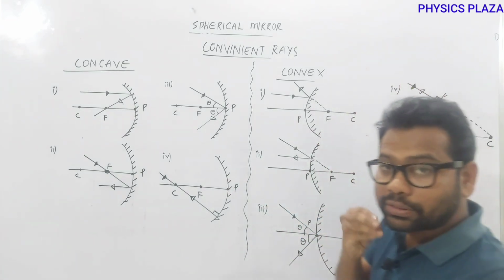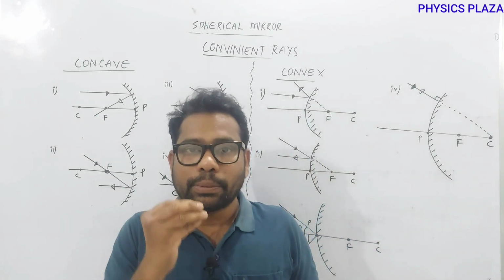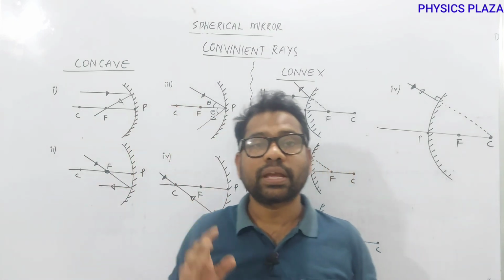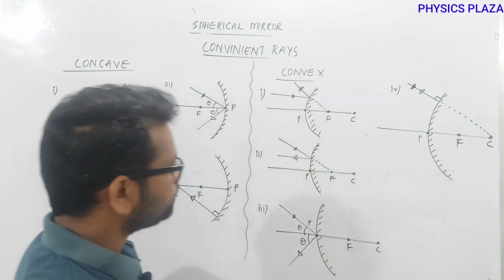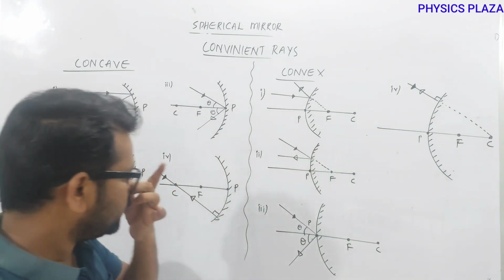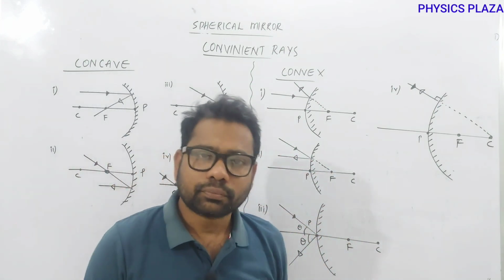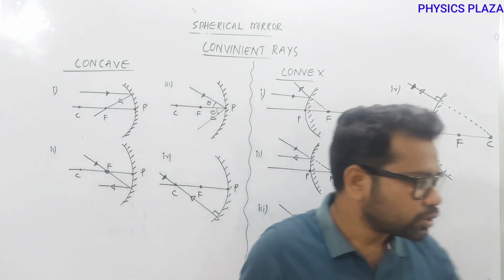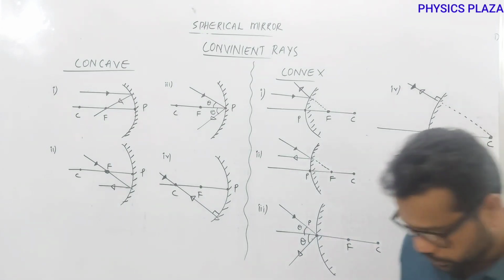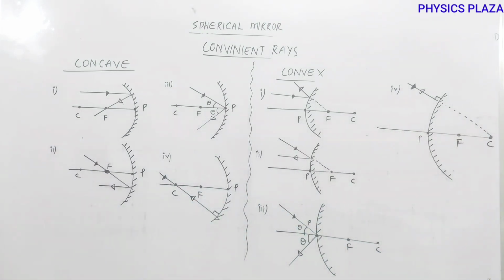Okay, children, once again I am telling you, the minimum number of convenient rays required to make a ray diagram are how many, children? 2. Okay, just copy it. With the help of this, again, we are going to see how the ray diagrams work, very important. Okay, fine. Just copy it, children. Done. It's very important. Just draw it.